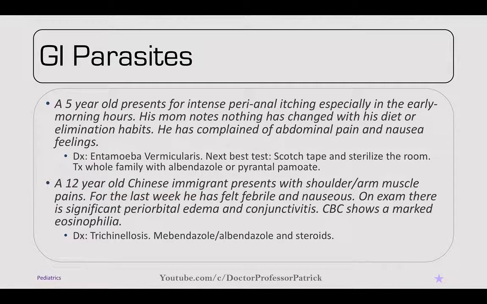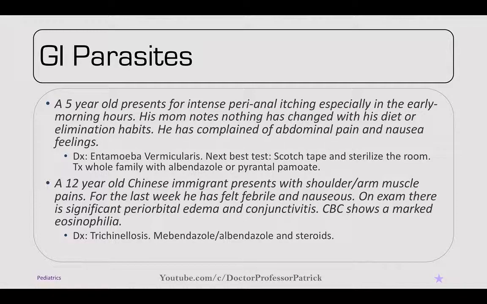Some GI parasites to know. A case of a 5-year-old presenting with intense perianal itching, especially in the early morning hours. His mom notes that nothing has changed with his diet or elimination habits, and he's complained of abdominal pain and nausea. The diagnosis would be Enterobius vermicularis. The next best test is the Scotch tape test, and you want to sterilize the entire room and treat the whole family with albendazole or pyrantel pamoate.